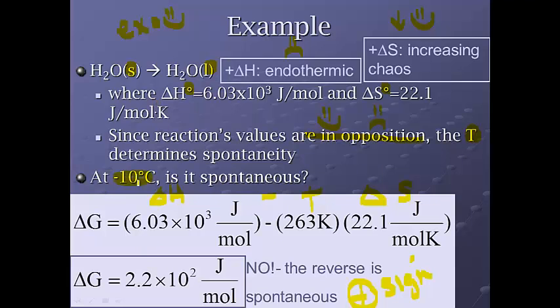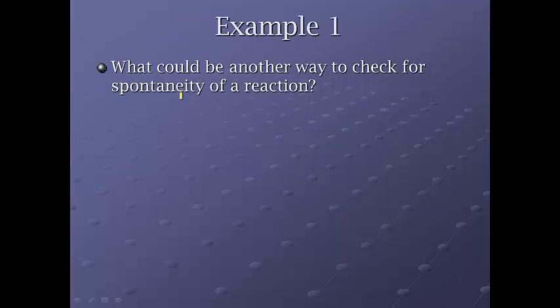At negative 10 degrees Celsius, which makes sense because that's below the freezing point of water, so it's going to freeze. It's not going to spontaneously melt when it's below the freezing point. Okay? It's just the math that proves what we know from common sense.